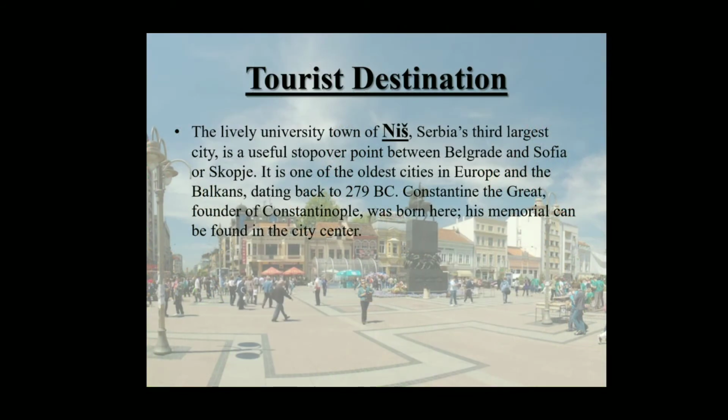Next, tourist destination. The lively university town of Niš, Serbia's third largest city, is a useful stopover point between Belgrade and Sofia or Skopje. It is one of the oldest cities in Europe and the Balkans, dating back to 279 BC. Constantine the Great, founder of Constantinople, was born here. His memorial can be found in the city center.